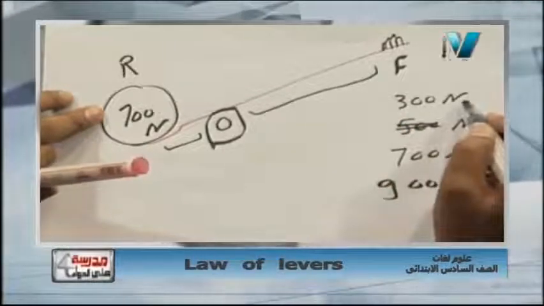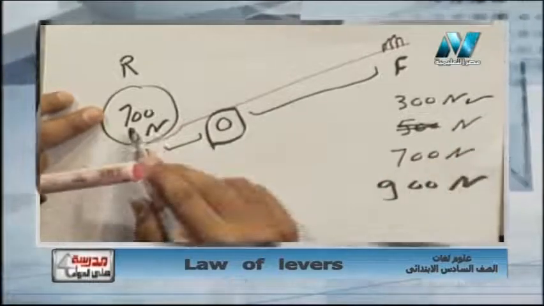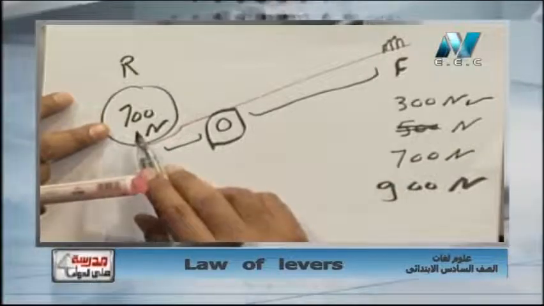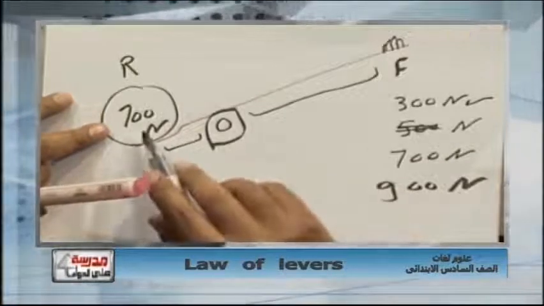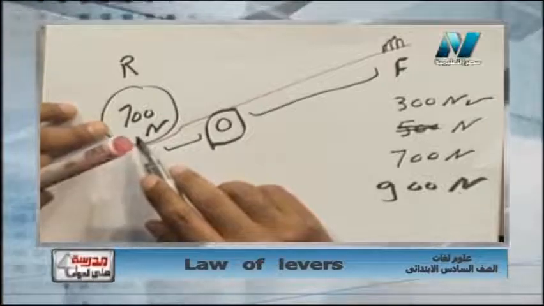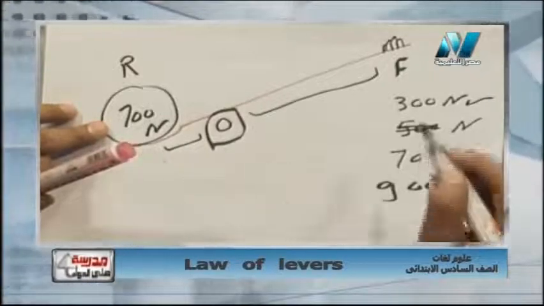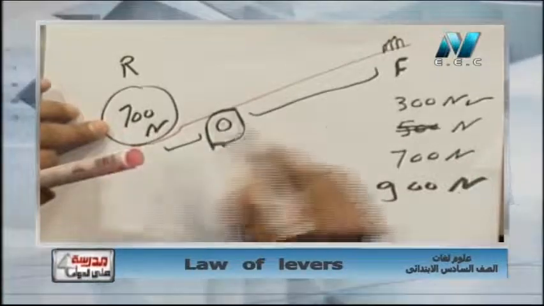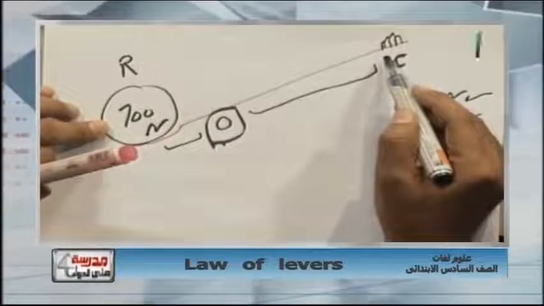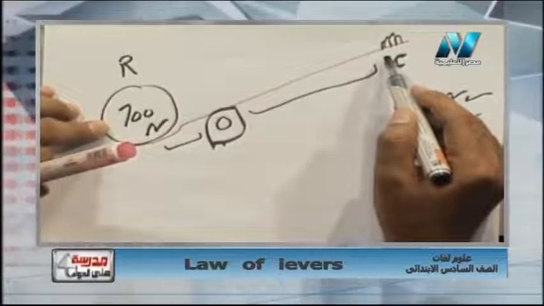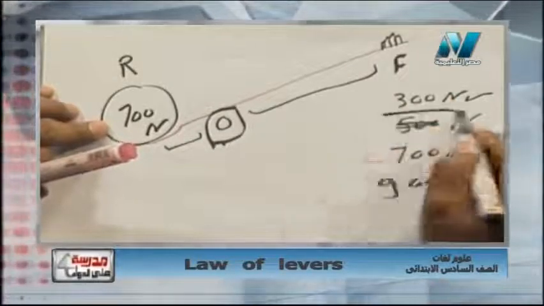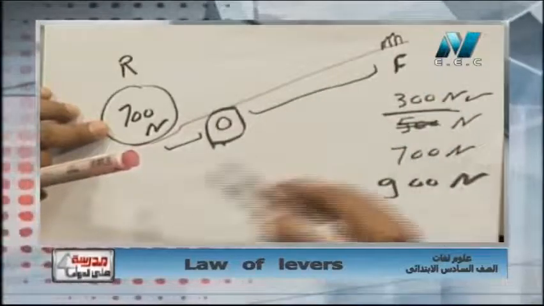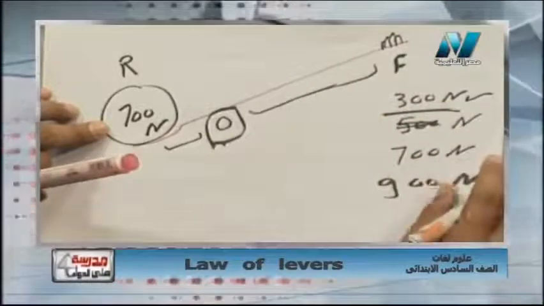But if I use 300 Newton to move 700 Newton, it conserves effort. Otherwise I would be supposed to exert 700 Newton to move 700 Newton of resistance. But here I put the fulcrum near to the resistance, so I will use a small amount of effort force. So the suitable answer is 300. This lever conserves effort. Why? Because the effort force arm is longer than the resistance arm.